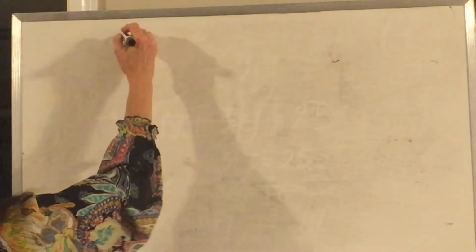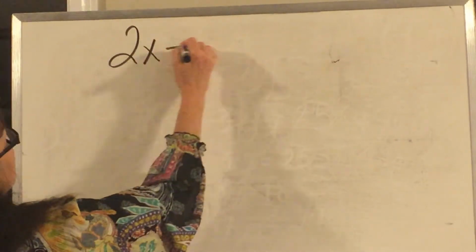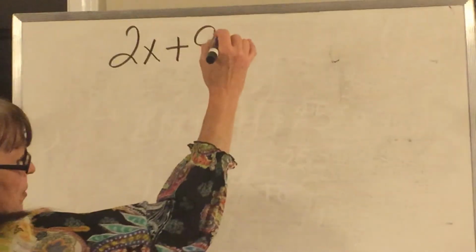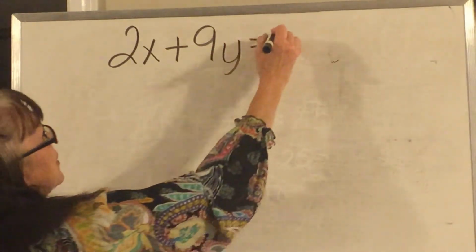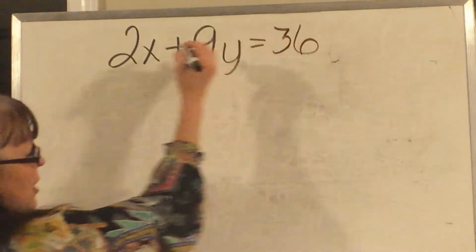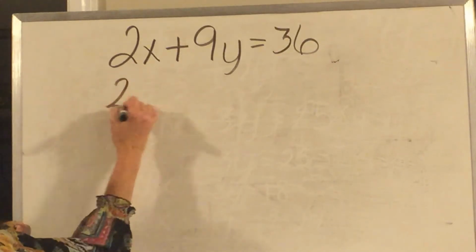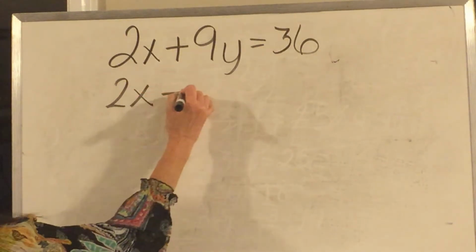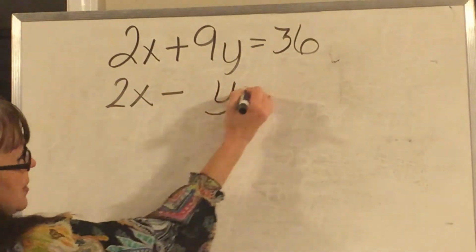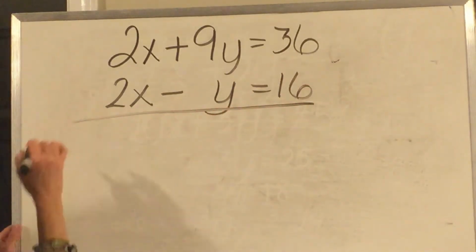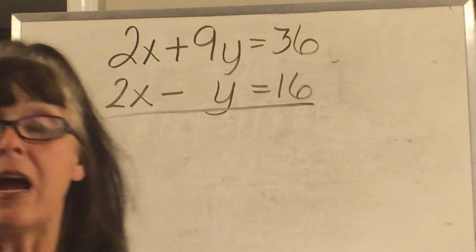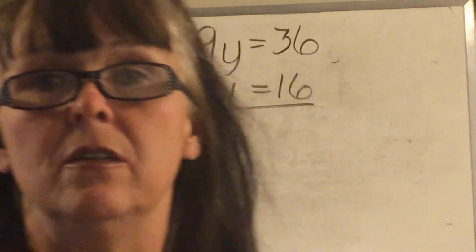Example 2 is 2x plus 9y equal 36. And underneath it, you're going to have 2x minus y equal 16. Okay, now I'm going to use the elimination method.